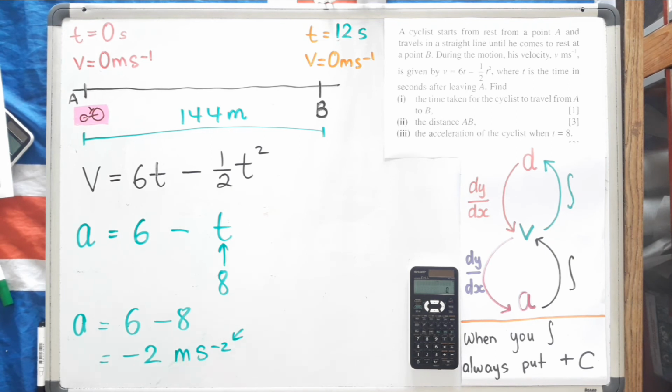That's the unit of acceleration. So since the acceleration was negative, this is actually a deceleration or a retardation. Okay? So that's the end of the question.